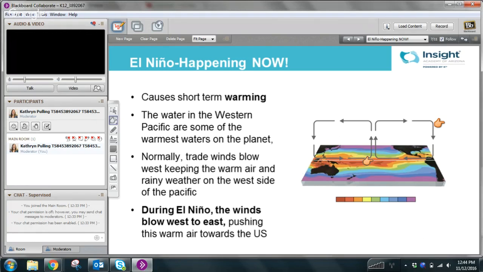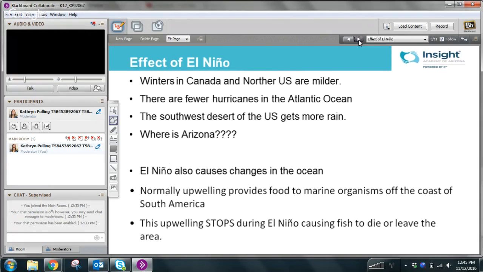Okay, so during the El Nino period, instead of just being one big circle that goes like this, there's still some winds blowing the warm water to the west, but there's also a secondary pattern of winds that blows it to the east towards us, and that brings that warmness to us, hence El Nino causes warming.